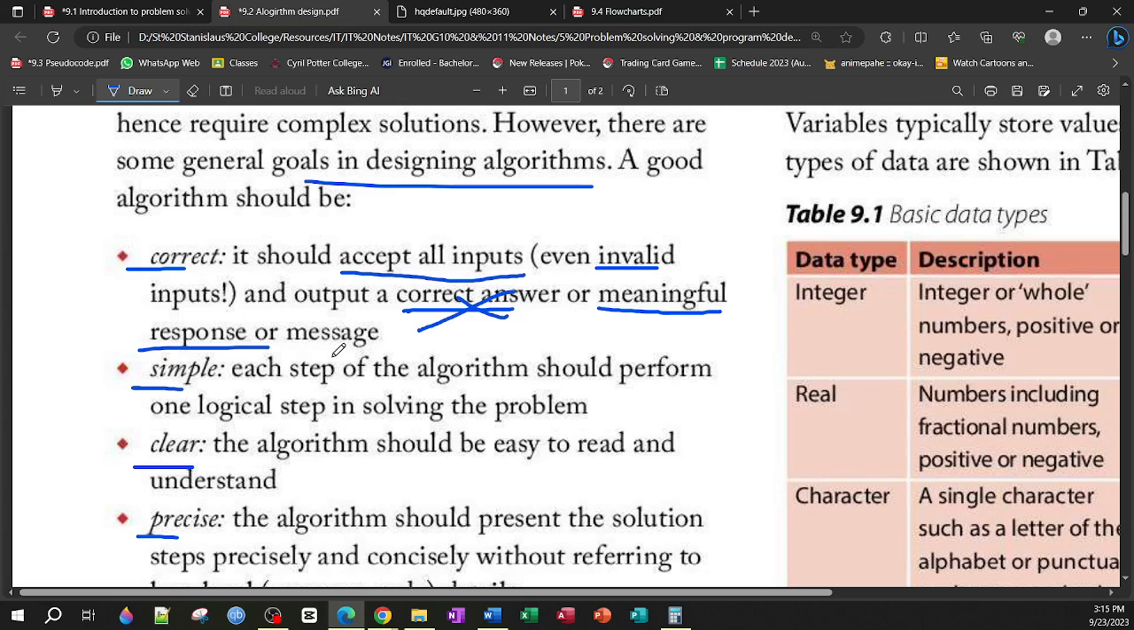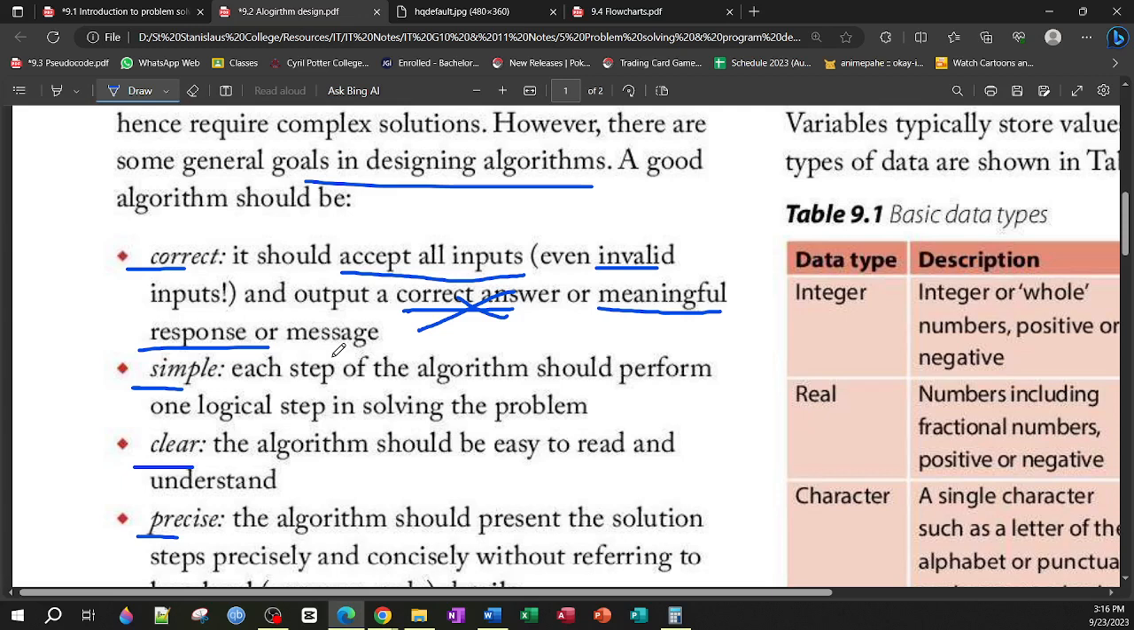Like if you go and sign up for an account and you have to type in your name, you have to type in your address, you have to type in a number, and sometimes there's a number field, and you go and type in a letter, the system might pop up an error and tell you that, look, we cannot accept the letter because only numbers are supposed to be entered here. That is how we make an algorithm correct.